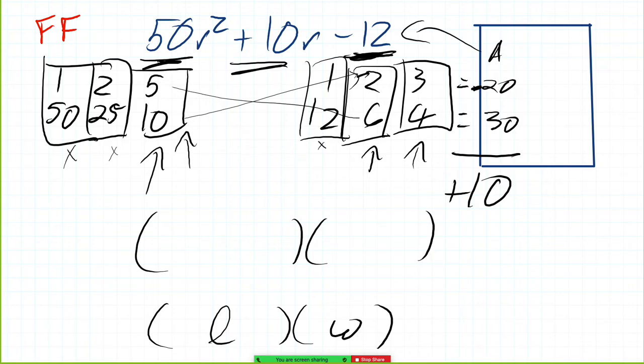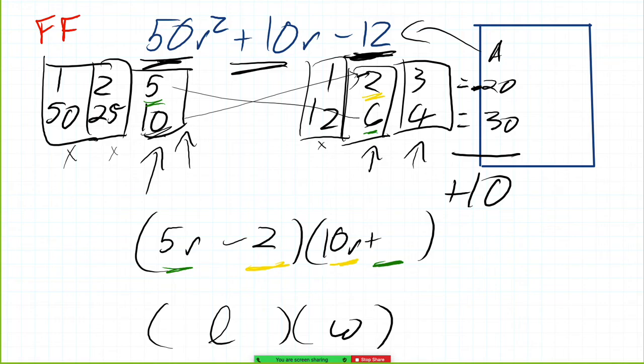We know that these will be the first terms, so one of them will be 5R, the other will be 10R. Okay, and now because we did 10 times negative 2, they have to go in opposite brackets. And because we did 5 times positive 6, they have to go in opposite brackets. Okay, so we have something here.